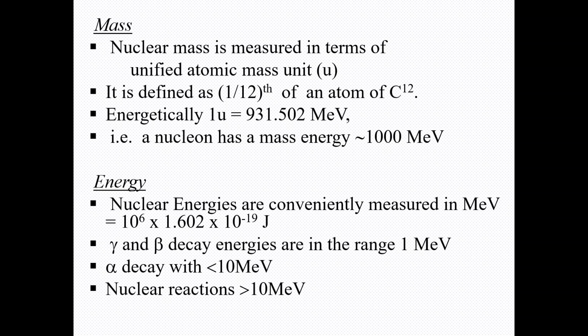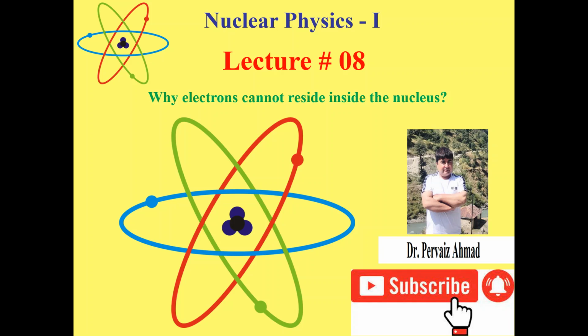Nuclear reactions normally occur with energy greater than 10 mega electron volt. If you are interested in any nuclear reactions, this is the limit where the nuclear reactions start. That is, nuclear reactions require energy greater than 10 mega electron volt.